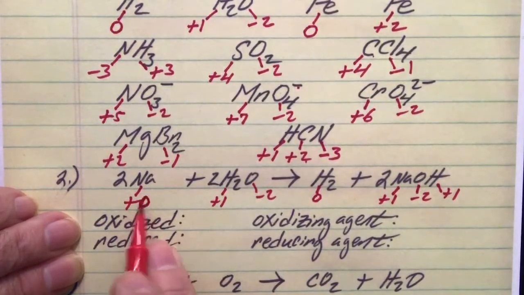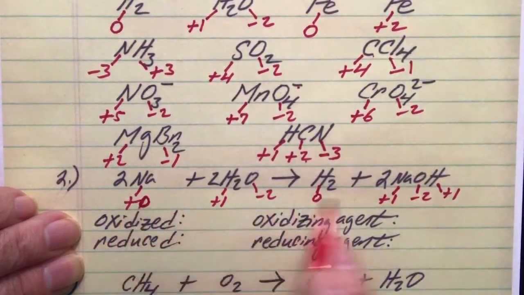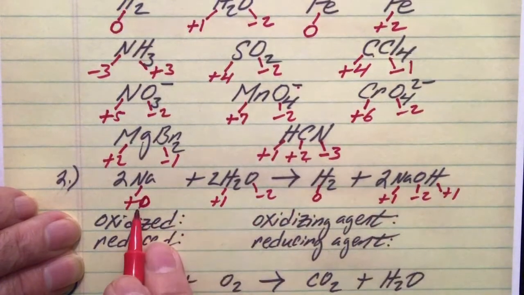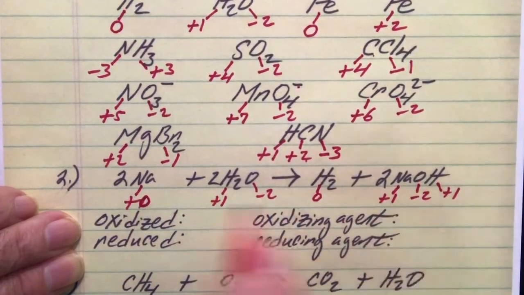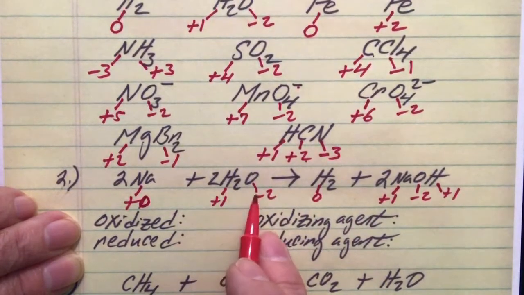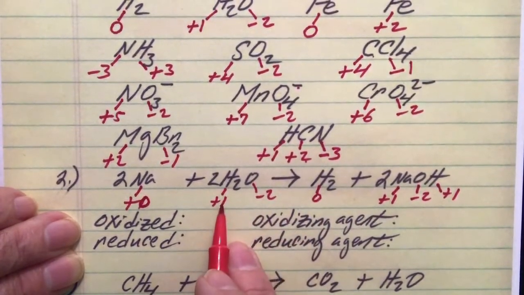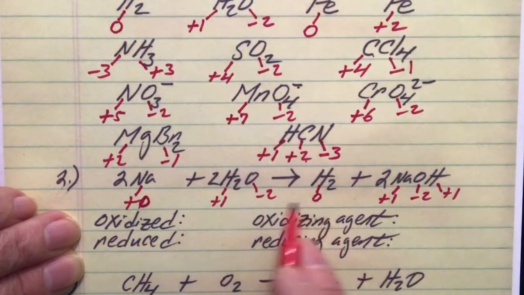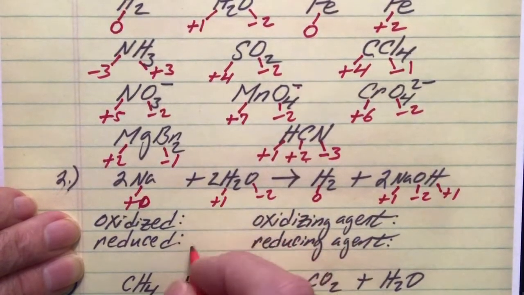Sodium is 0. So sodium goes from 0 to +1. So its number didn't go down; it went up. So sodium, as we'll see, undergoes oxidation, but hydrogen goes from a +1 to 0. So its number is reduced. So hydrogen is reduced. Its oxidation number goes down.